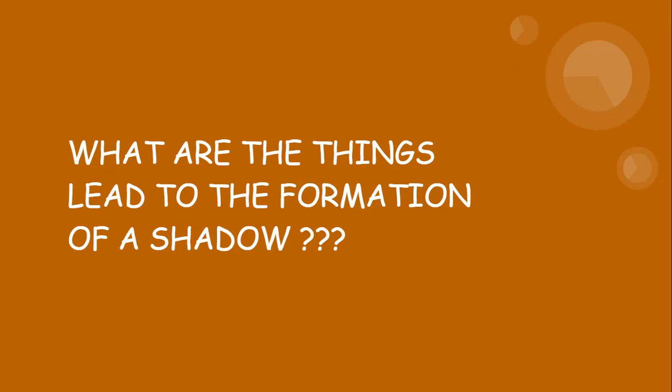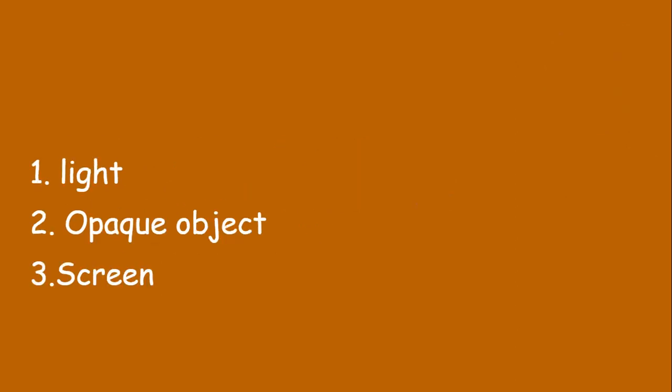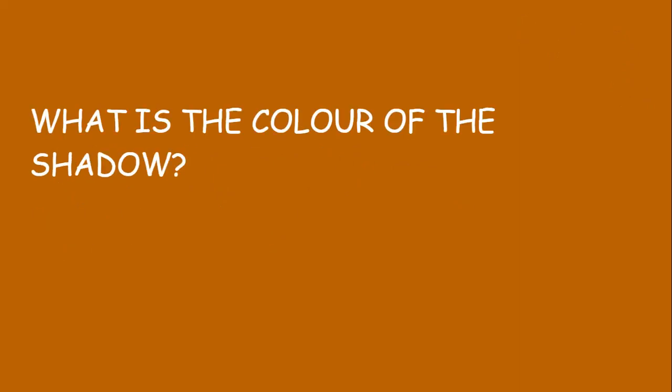What are the things that lead to the formation of a shadow? You need a light, then an opaque object and a screen to obtain the shadow. So, these are the three things which you need to obtain a shadow. What is the color of the shadow? Well, shadows are always black in color.